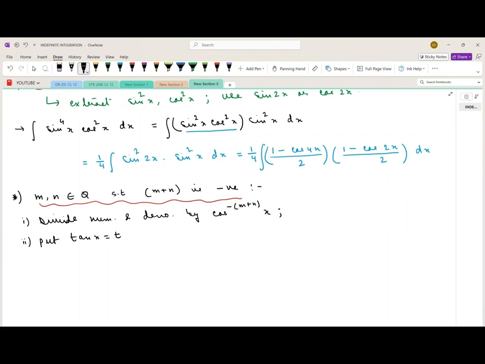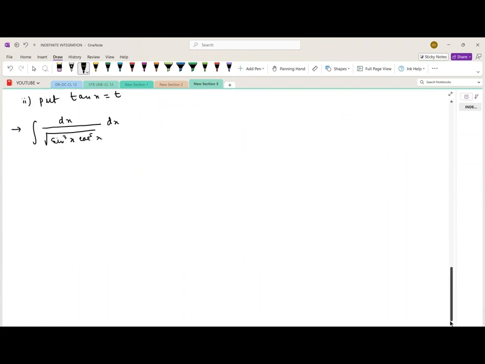Suppose you have integration dx by root over sine cube x cos 5x dx. The sum apparently looks terrible, right? How to break it and all that. But let's check what the m and n's are.